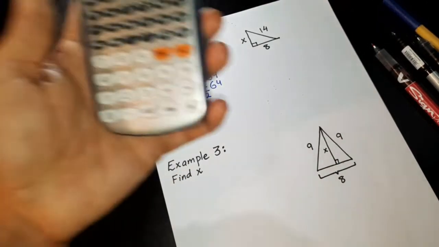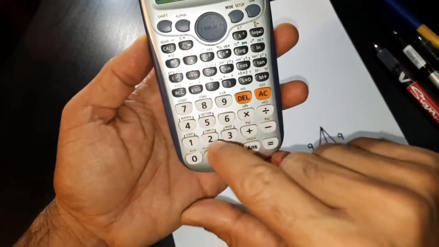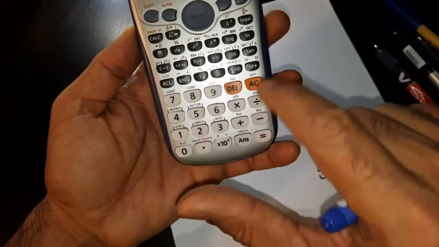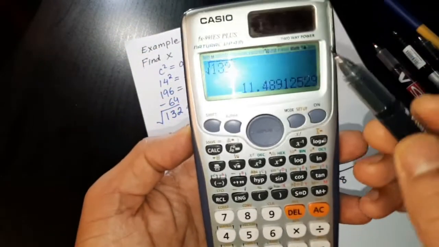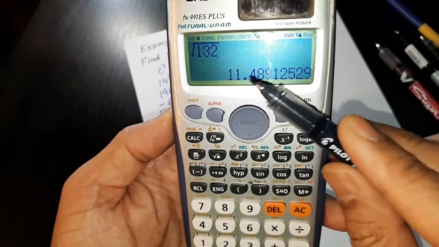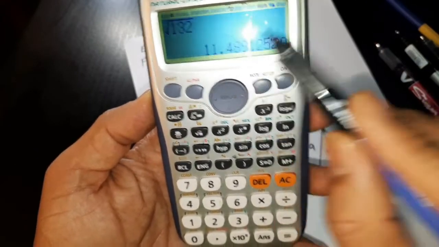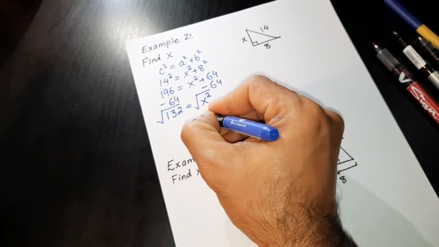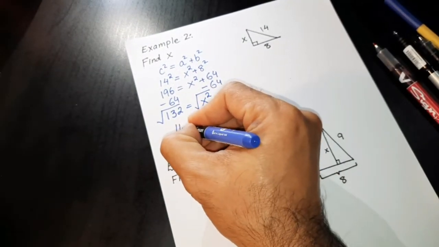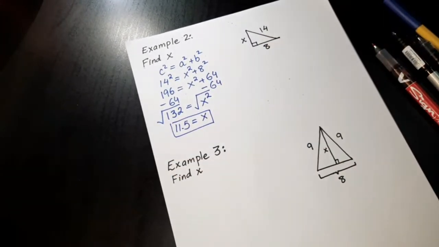the square root of 132 is equal to, get the answer as a decimal to one decimal place, it says 11.48, but when you round it to one decimal place, it's going to be 11.5. So the value of x here is equal to 11.5.